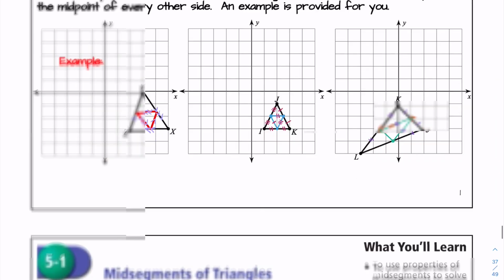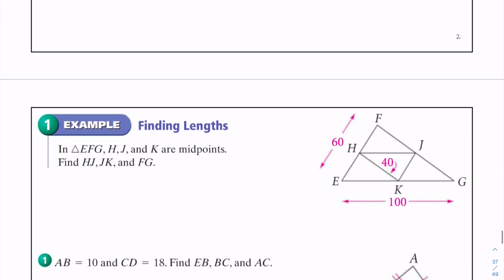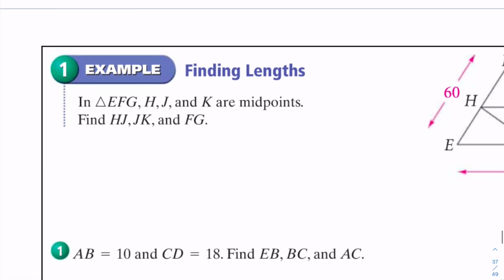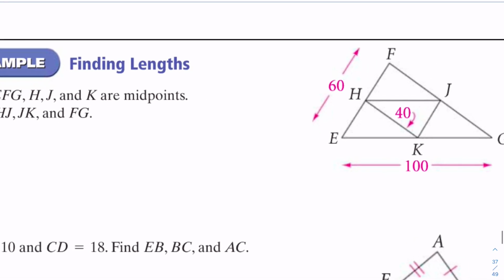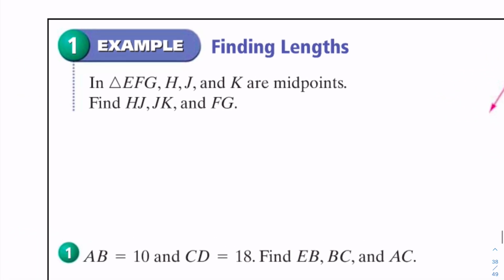Okay, so let's take a look. Let's actually do some of these problems involving the triangle midsegment theorem. So here it says, in triangle EFG, H, J, and K are midpoints. Awesome. Find HJ, JK, and FG. So I'm going to do HJ, then I'm going to have to find JK, and then FG.